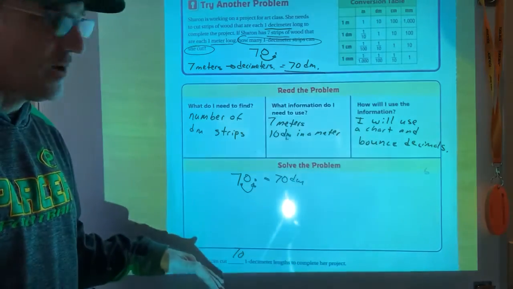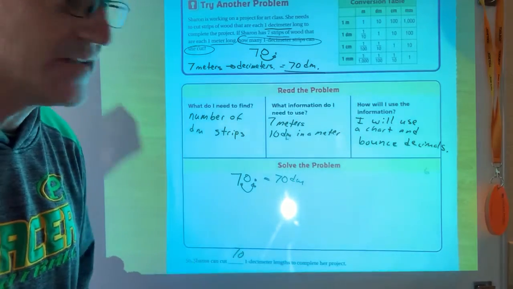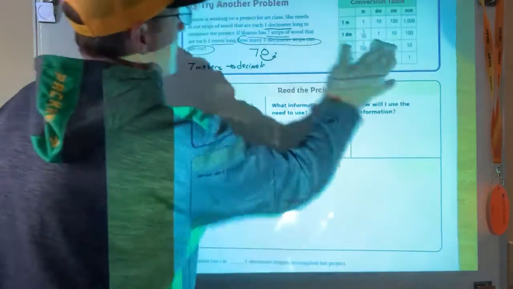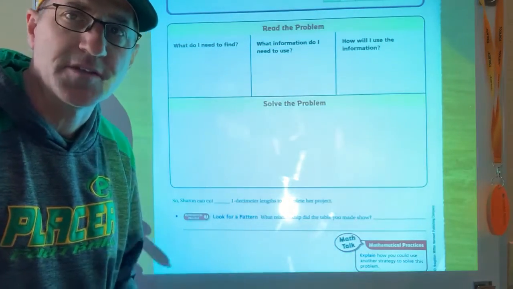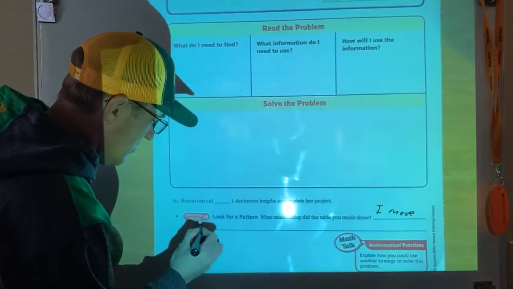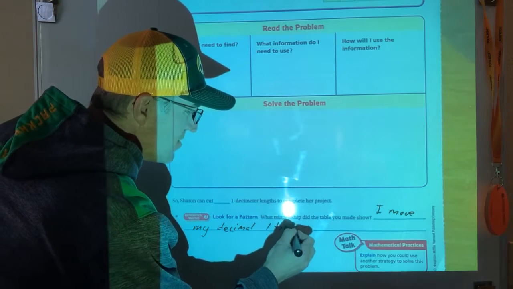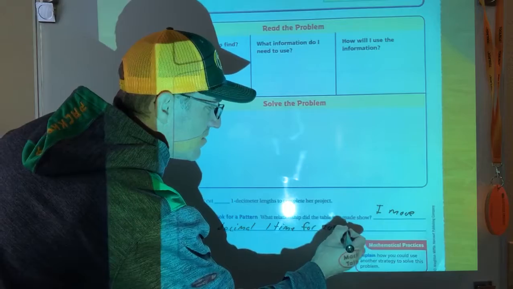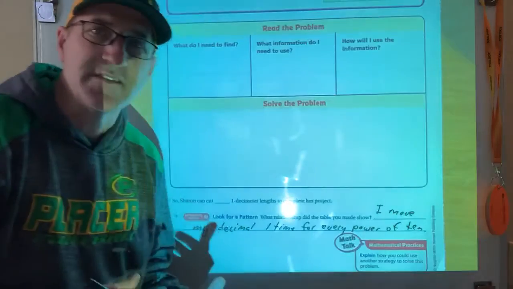And then the last question down here at the bottom, I'll give you a second. Go ahead and pause that, fill that in so I can move this up really quickly. The last part, look for a pattern. What relationship do you see? Right? It's bouncing decimal. That's the relationship I see. I move my decimal one time for every power of 10. Okay, that's just a fancy way of saying bouncing decimal.